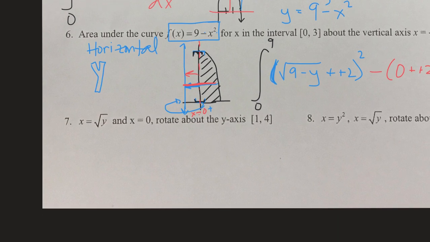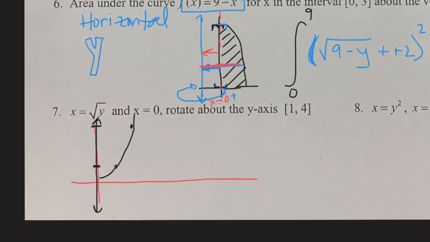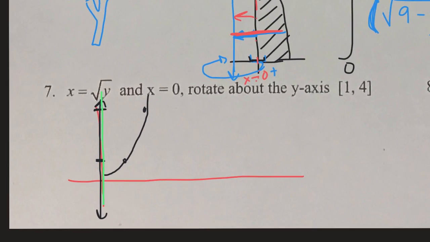So let's look at 7. That gives us the same kind of thing. x equals root y, and x equals 0. So x equals 0 is this line, and x equals root of y. So let's see, when y is 1, the square root of 1 is 1. When y is 4, the square root of 4 is 2. And we're rotating around the y-axis. Oh, good. We don't have to do any other radiuses here.